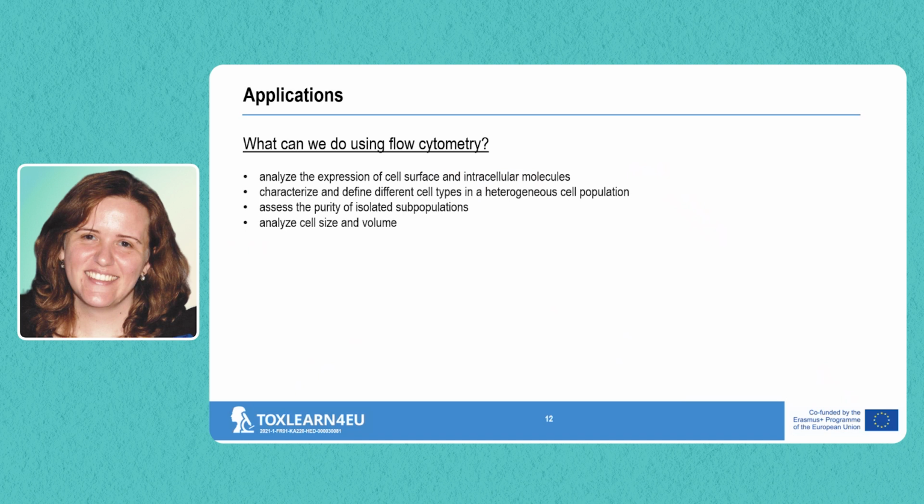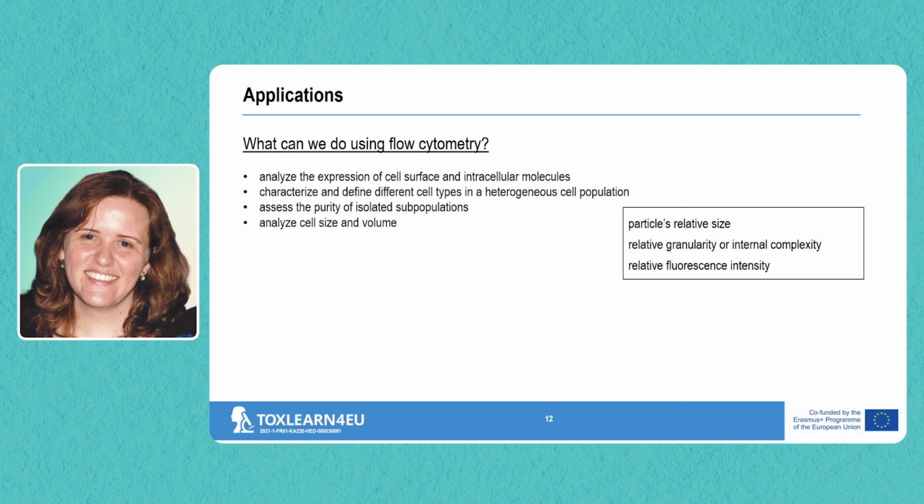Basically, we can analyze the expression of cell surface or intracellular molecules. We can characterize and define different cell populations in a heterogeneous cell population. We can assess the purity of isolated subpopulations. We can analyze cell size and volume. And for that, as I was showing you, we are looking at the relative size of the particle or the cell, the internal complexity, and the fluorescence.